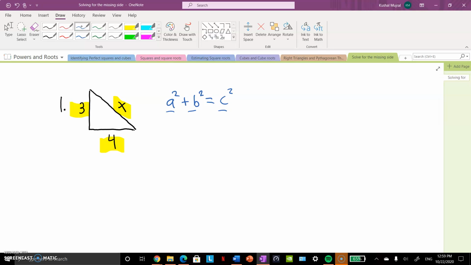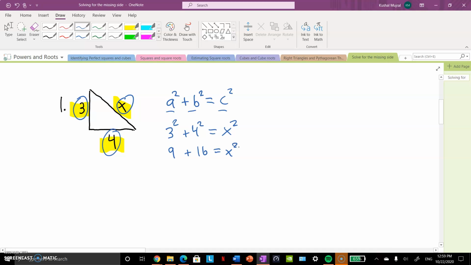So that means that 3 squared plus, because this is a side length, this is another side length, 4 squared equals the hypotenuse squared, which is x squared. So 3 squared is 9, 4 squared is 16, equals x squared. 9 plus 16 is 25, which is x squared.